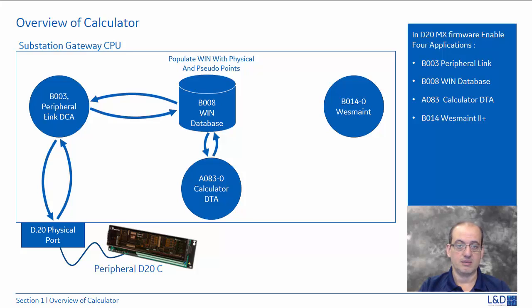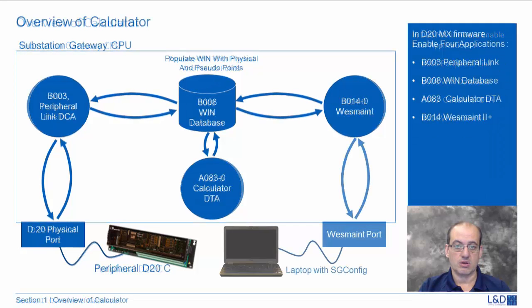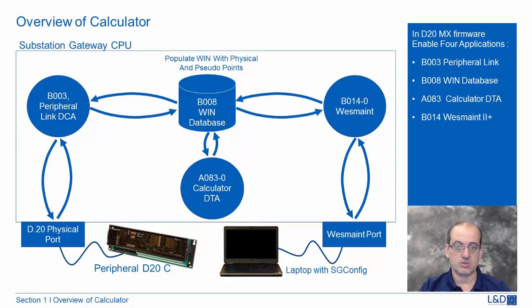We can monitor these points through one of the applications, which is B014. That's just like a DPA that constantly collects and monitors the application in B008 and displays through a Westermo port for us. In order to view the points on the Westermo port, we would need a laptop with sgconfig on it, connected using a Westermo cable.